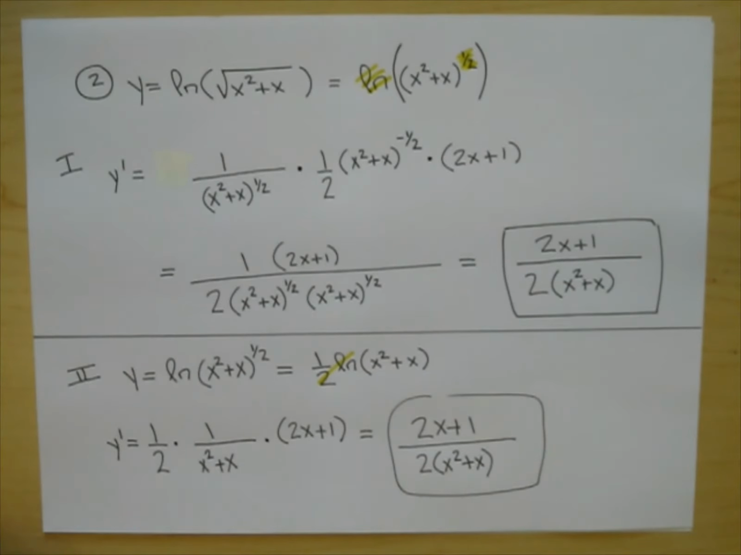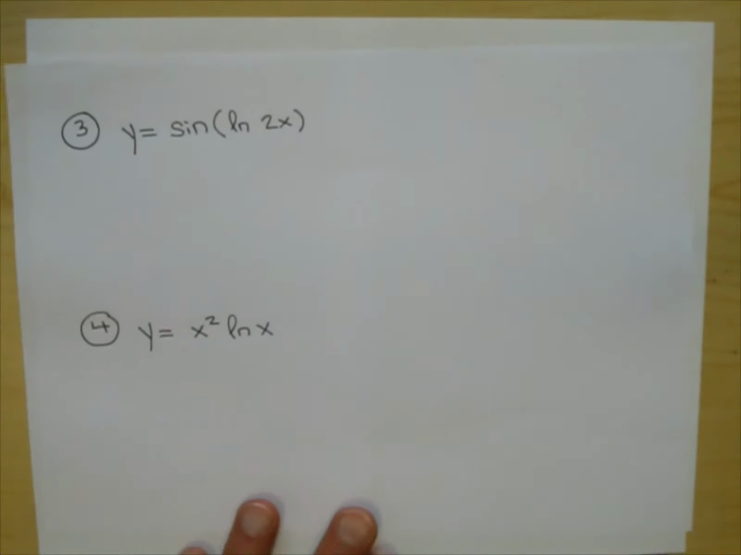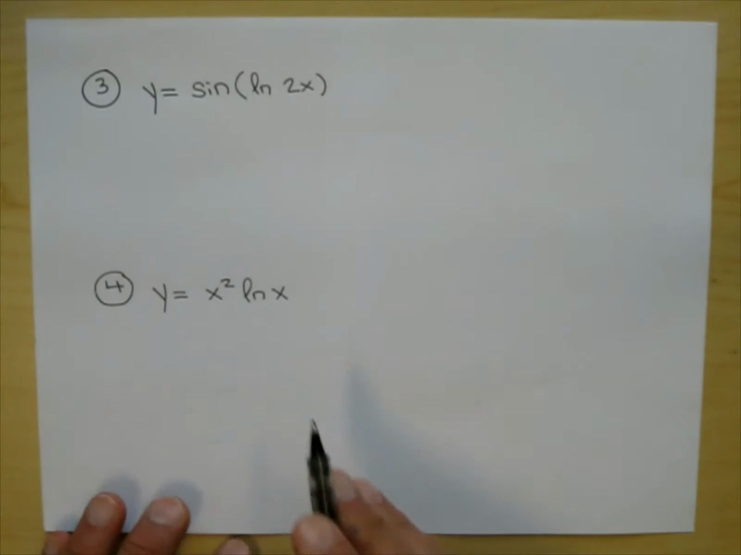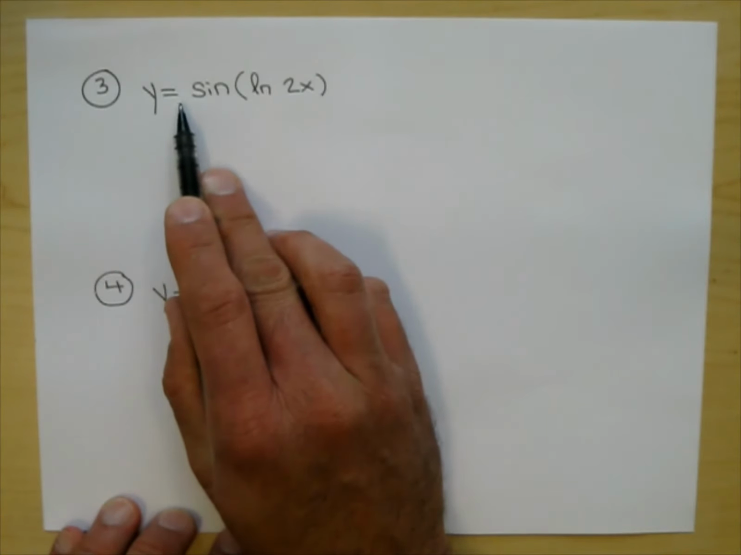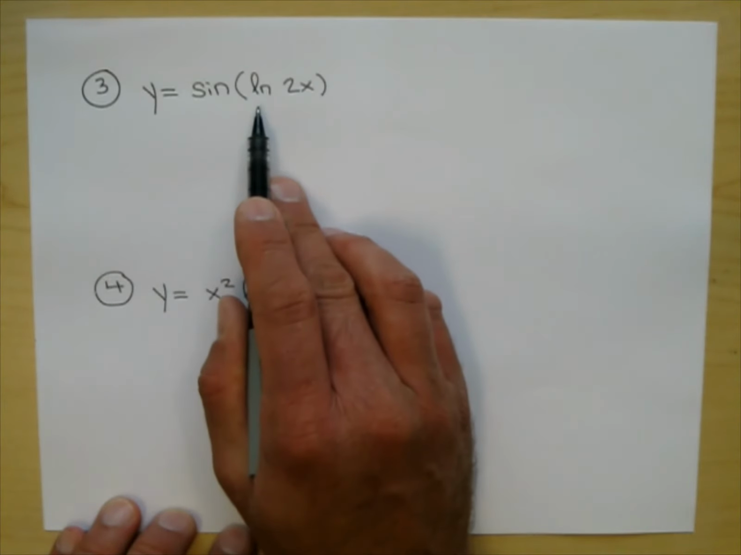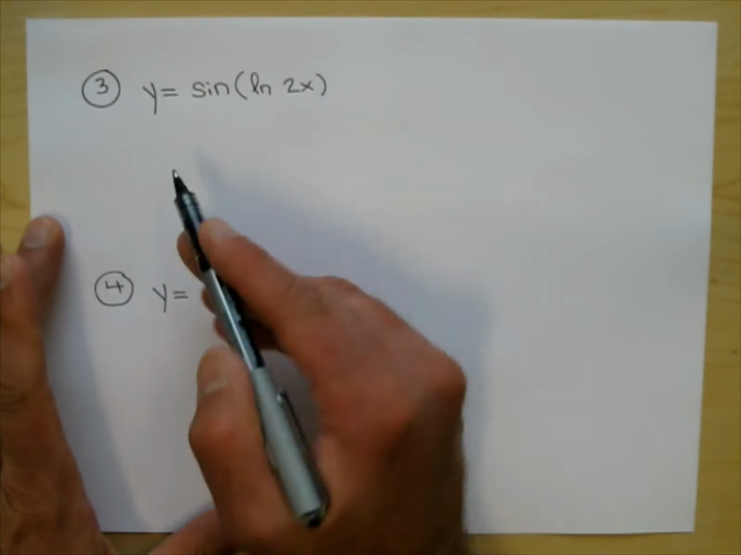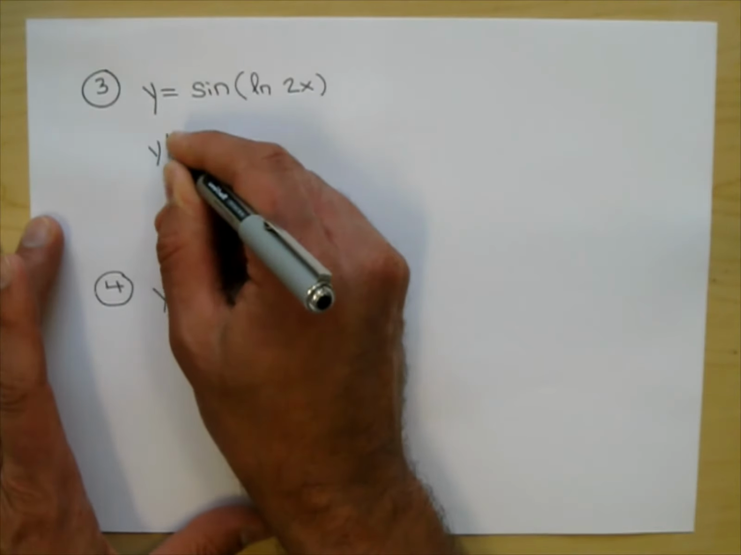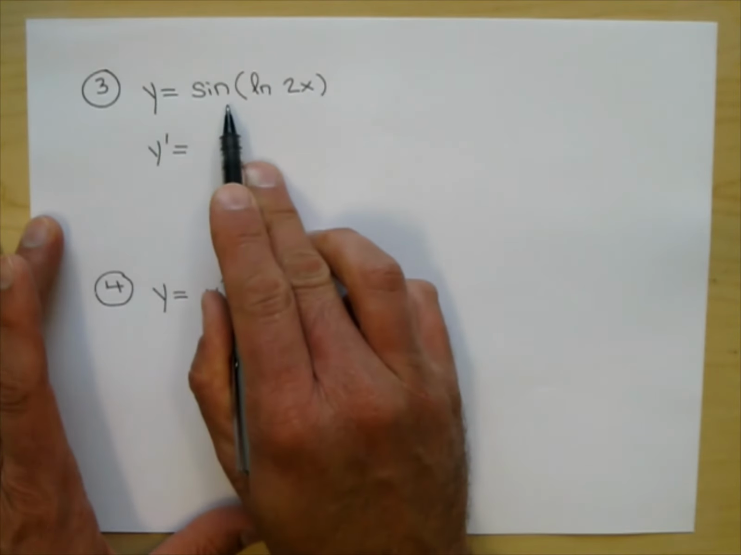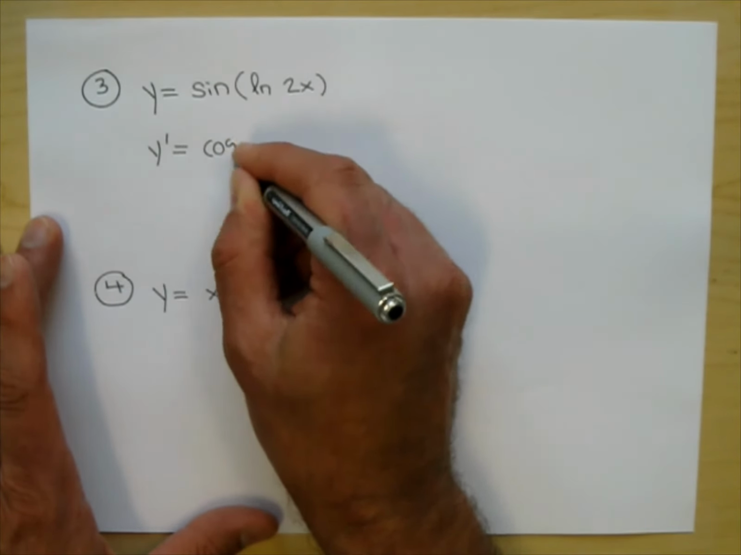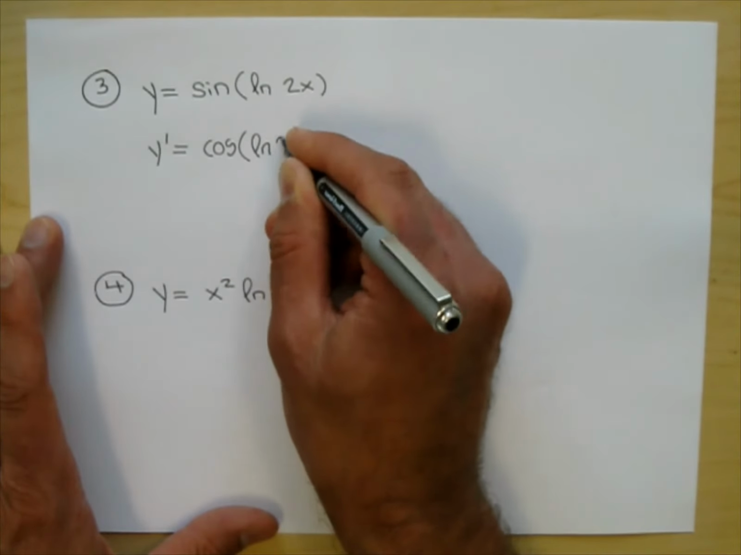So that's what we did. Let's go ahead and do problem number 3. I'm putting these ones all on the same paper because hopefully we can become more efficient with this. We have y equals sine of ln 2x. Okay, let's take the derivative. The thing that I see on the outside is the sine. Sine of something. The derivative of sine something is cosine something.